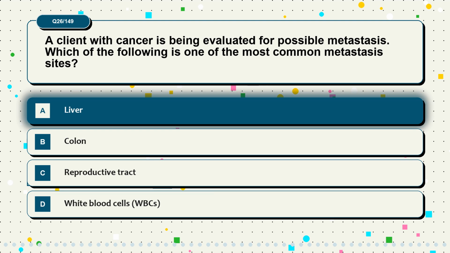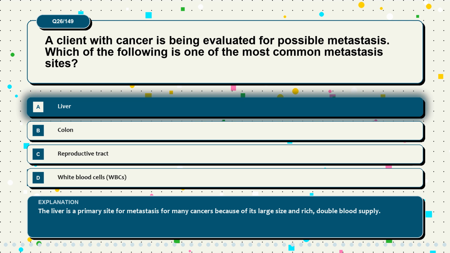The correct answer is option A, liver. The liver is a primary site for metastases for many cancers because of its large size and rich, double blood supply.